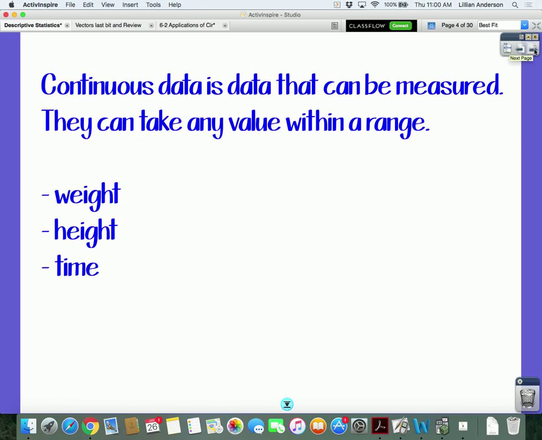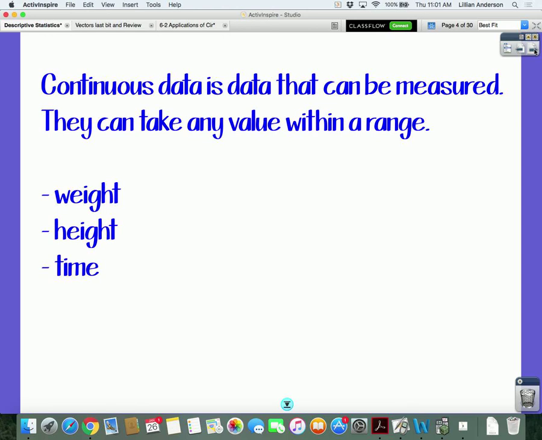But continuous data is data that can be measured. It can take on a value within a range, like weight. Weight can very much be a range. Even though you get a number when you stand on the scale, weight can fluctuate depending on what type of scale you step on. Your height takes on a range of values, and time, very much so. Time is something that is measured. It's within a range.